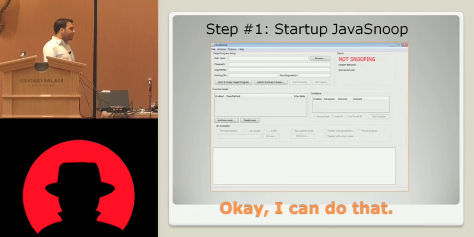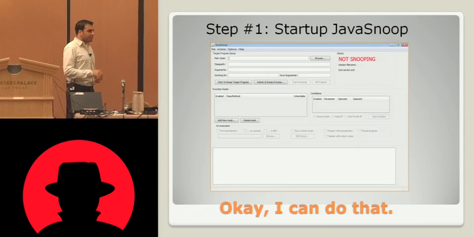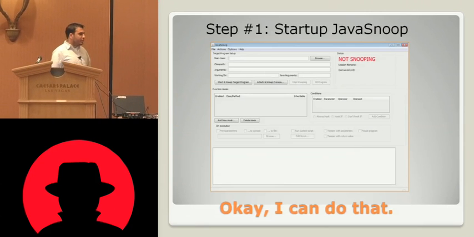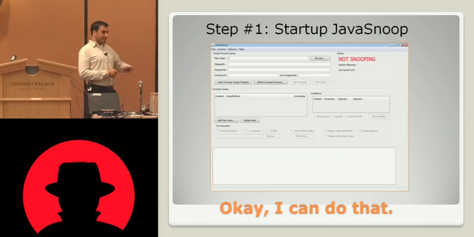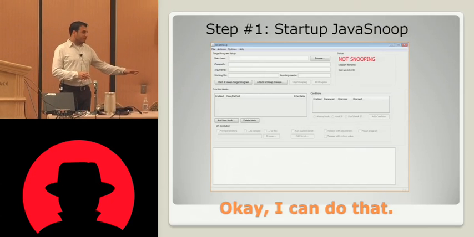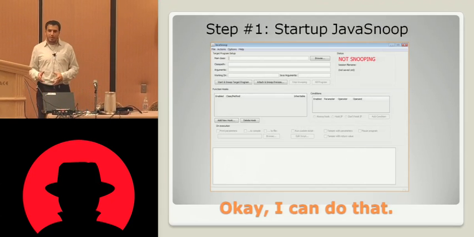Starting up JavaSnoop is really easy. You just double click on a batch file or a bash file. What that file does is turn off Java security completely. Turns it off completely.